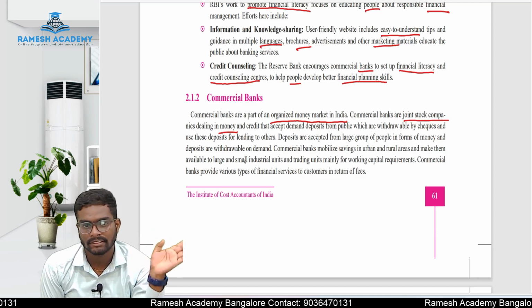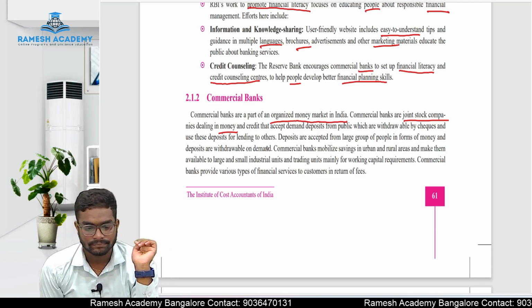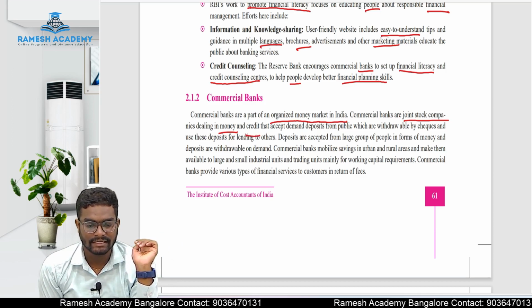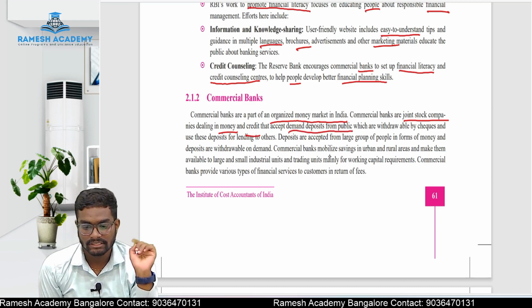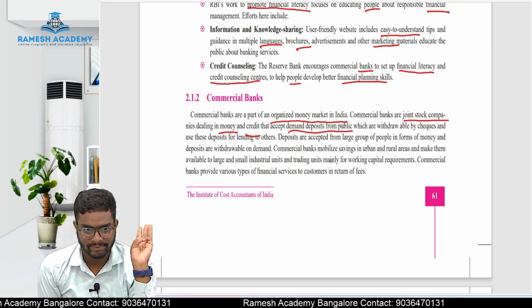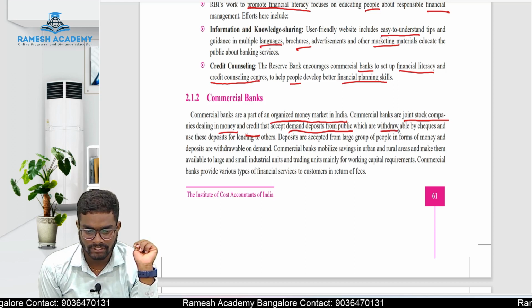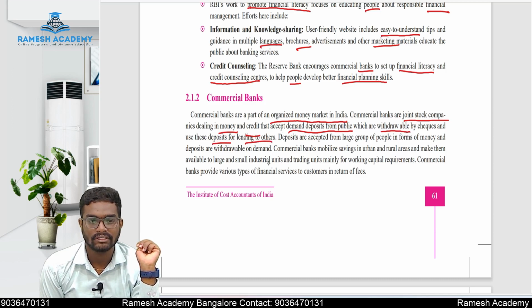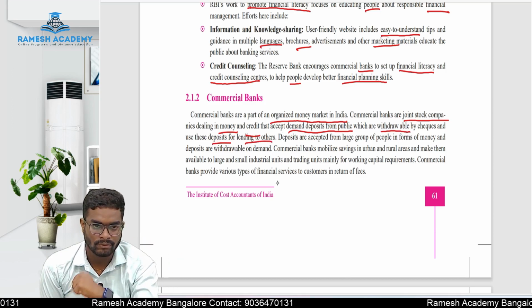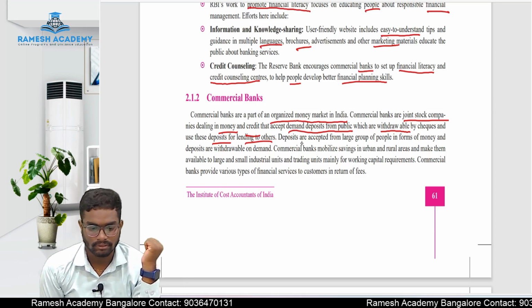A sole proprietor cannot start a business. A partnership firm cannot start a banking business. A bank is a company dealing in money and credit that accepts demand deposits from the public. Demand deposits are savings accounts, recurring deposits, and fixed deposits, which are withdrawable by checks, and it uses these deposits for lending to others. They'll accept deposits from the account holders and give it to the required people in the form of loans.